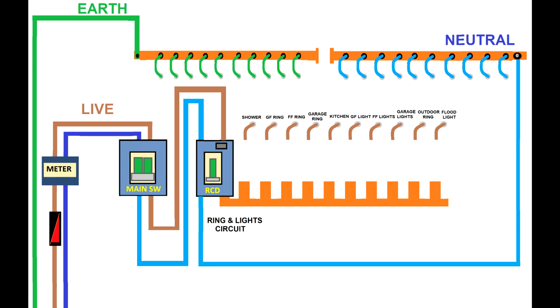But if you have an earth leak, then the situation changes. The RCD will trip and the entire bus bar will be without power, so you lose the power supply for your entire home.